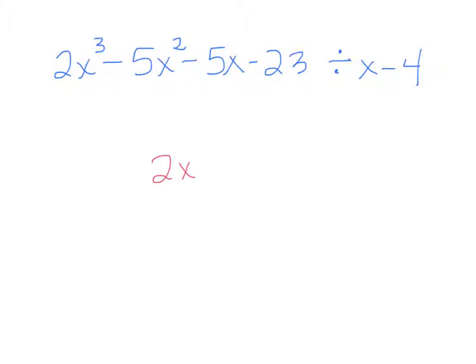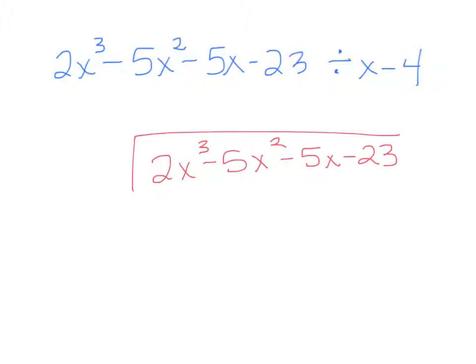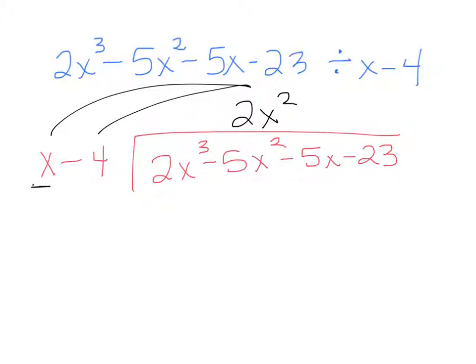This is your long division problem, and if you remember, for long division, the first thing that you need to do is actually set it up. Now you're going to use this x to try to cancel your first term. So x times what is 2x cubed, 2x squared. And then you take that 2x squared and you multiply it down, right? So 2x squared times x is 2x cubed. That's what we wanted. 2x squared times a negative 4 is negative 8x squared, and then we subtract. So 2x cubed minus 2x cubed is gone.